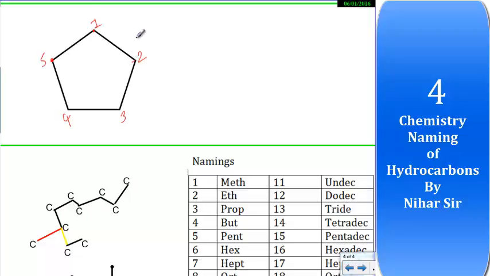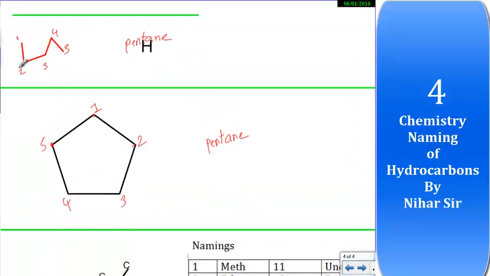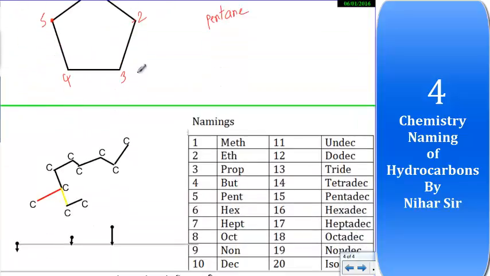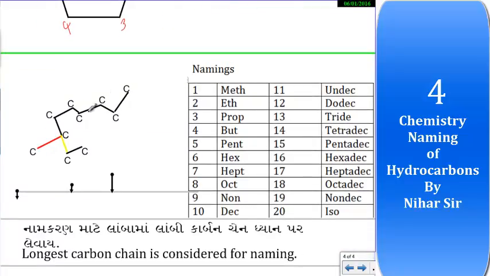So each corner is 1 carbon. So there are 5 carbons. So this is pentane, but you have to use the prefix cyclo: cyclopentane. Otherwise, if you don't use the prefix cyclo, then it will be the same as pentane. So these two are not the same, so we have to mention it over here. This is cyclopentane, right?